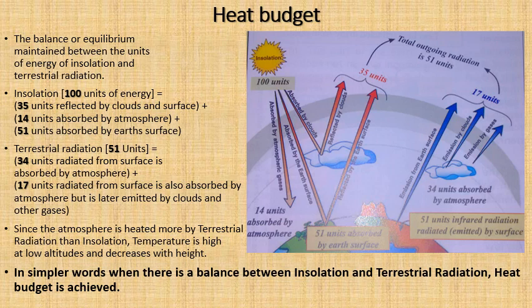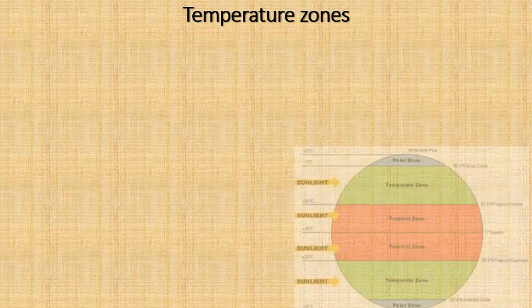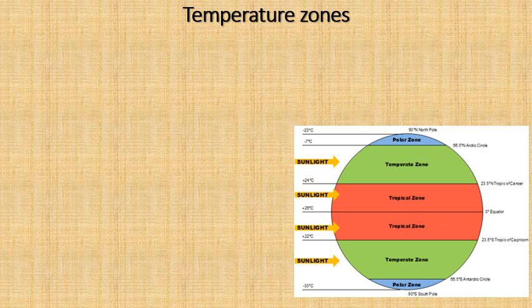So to put all this together in simpler words, when there is a balance between insolation and terrestrial radiation, heat budget is achieved. Because of heat from the sun towards the earth's surface, we understand that different parts of the earth don't receive the same amount of heat. You would have learned about this in your previous classes, but we'll just go through it once more.